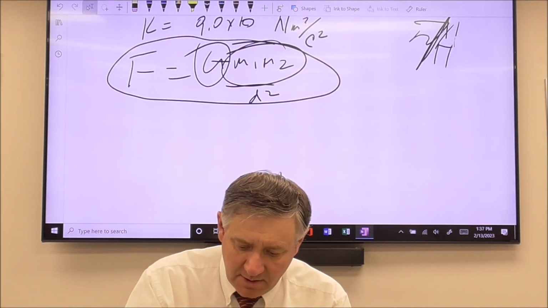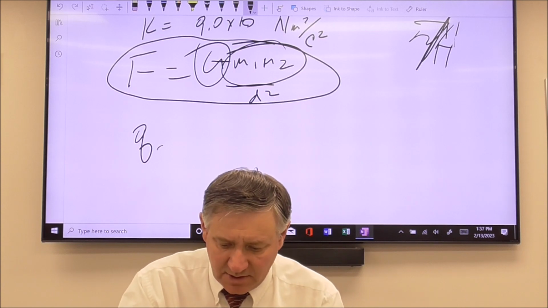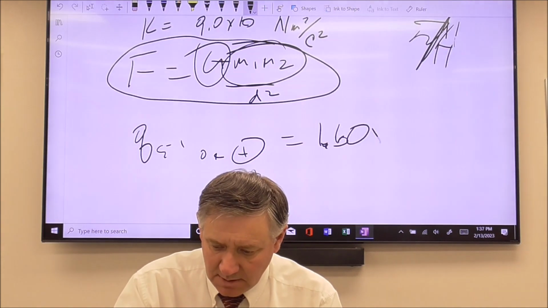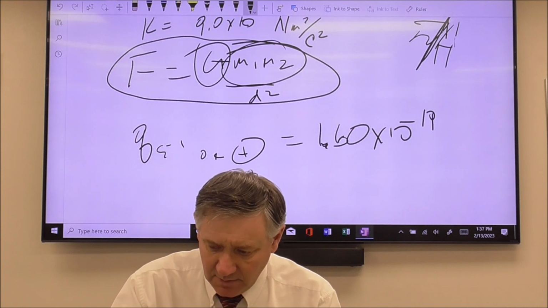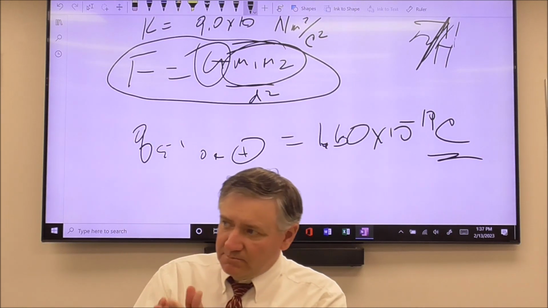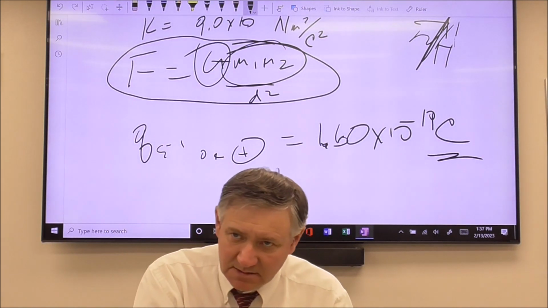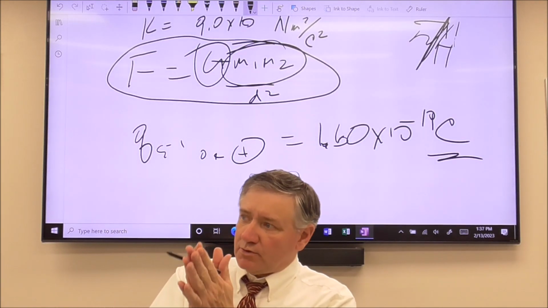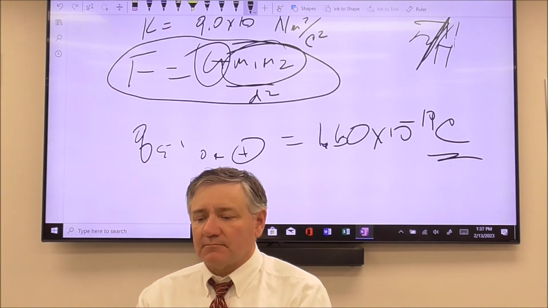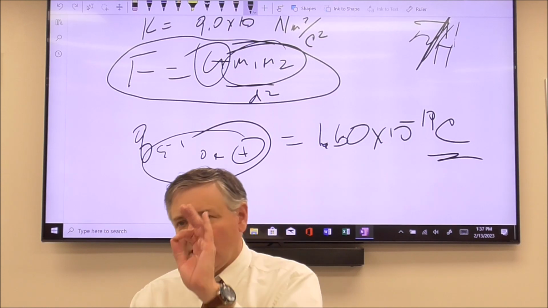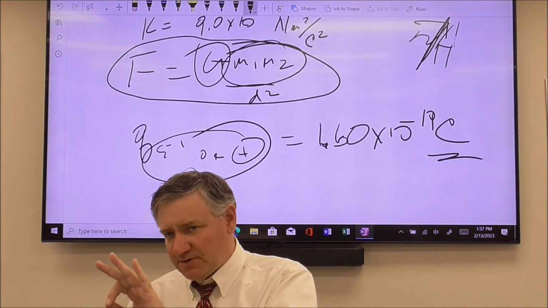So the charge on a single electron or proton is 1.60 times 10 to the negative 19th coulombs, okay? So just like kilograms are a fundamental measurement of mass, charge in a physics realm is measured in something called a coulomb. So this is the amount of charge on either a single electron or a single proton.